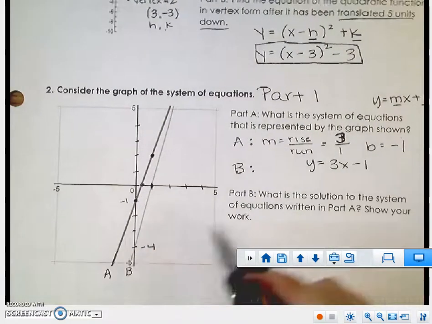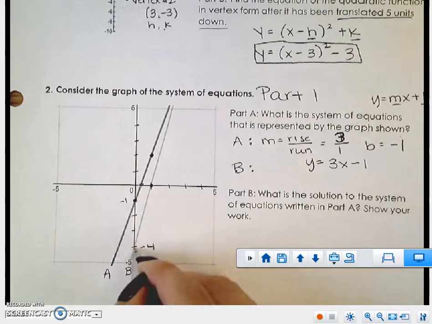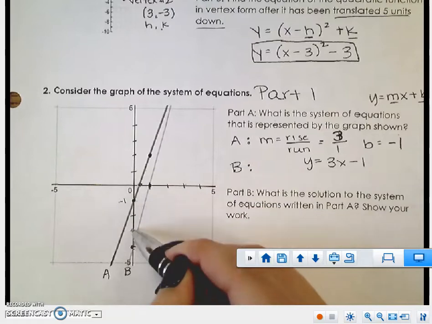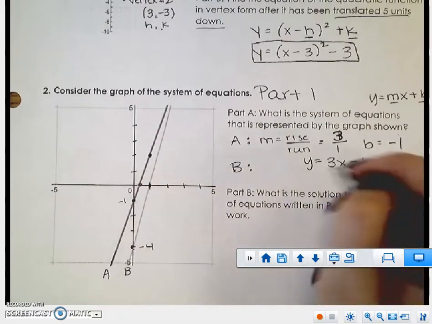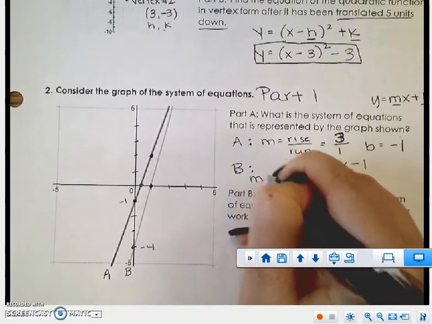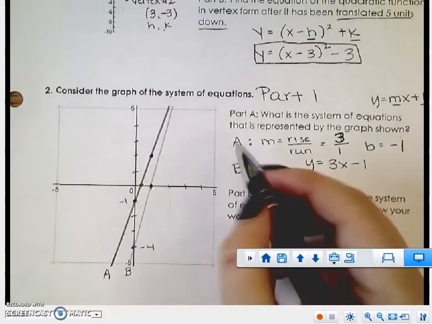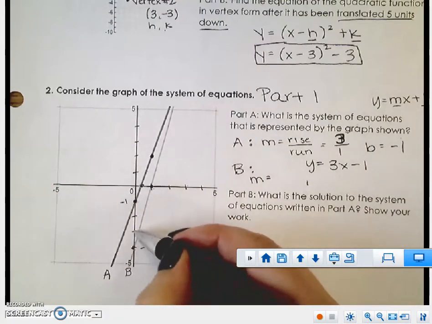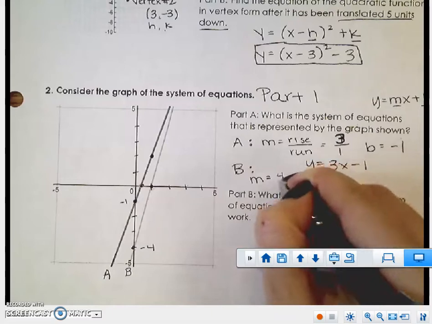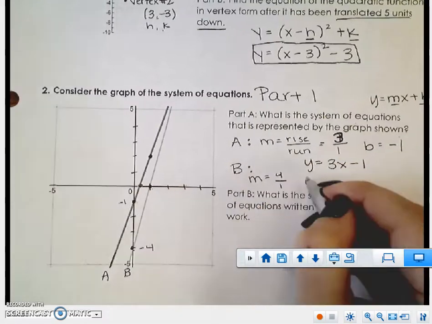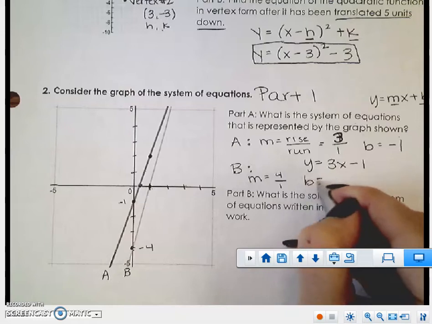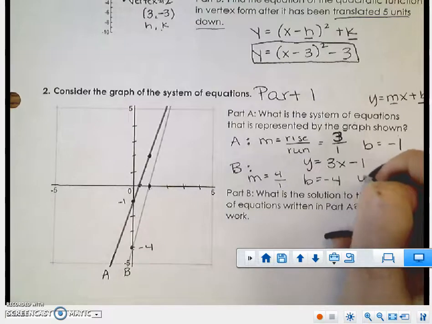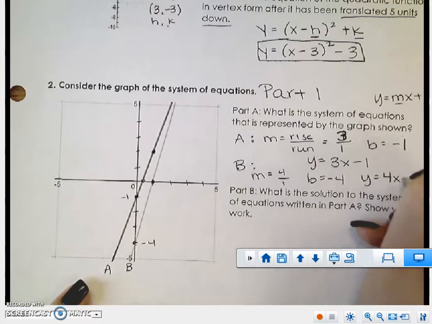For B, my y-intercept is -4, and my rise is 1, so I'm going from this point to this point. 1, 2, 3, 4 over 1. So what my m, or my slope, I count my rise and my run. So I'm using this point here and this point here for line B. I rise 1, 2, 3, 4, and run 1. My b value is my y-intercept, which is down here at -4. So for b, it'd be y equals 4x minus 4.